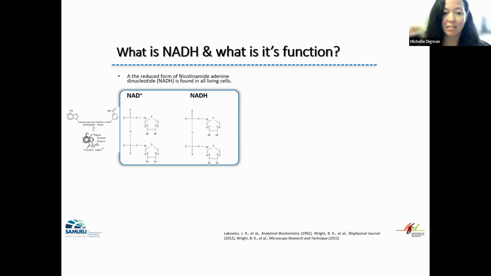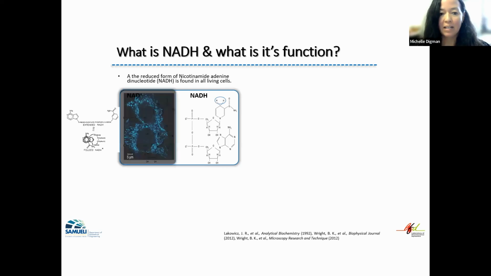NAD plus is not fluorescent, but NADH is, and that has to do with this dinucleotide. It consists of two nucleotides joined through a phosphate group, which can be seen here in the structure, and one nucleotide contains an adenine base, while the other contains a nicotinamide. The reduced form, NADH, is the result of accepting two electrons and a hydrogen, which reaches a higher energy state, making it fluorescent. So you see here the difference between NAD plus and NADH.